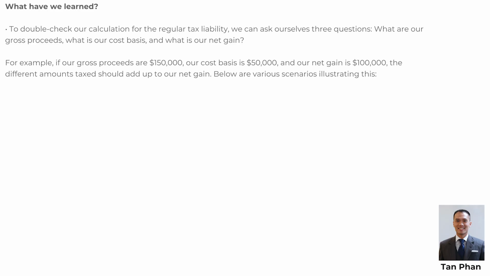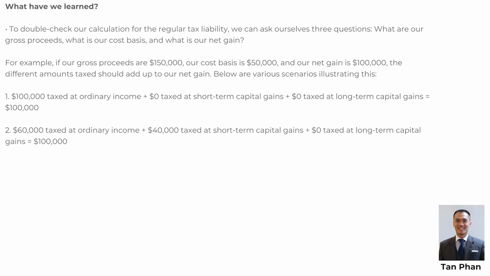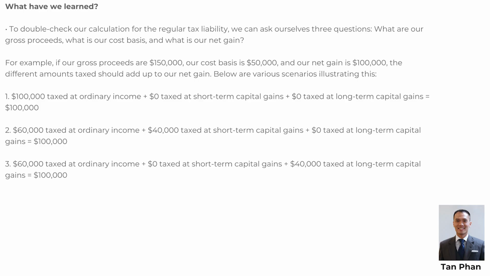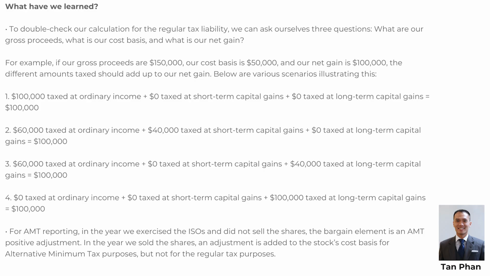Below are various scenarios illustrating this. 1. $100,000 taxed as earned income plus $0 as short-term capital gain plus $0 as long-term capital gain equals $100,000. 2. $60,000 taxed as earned income plus $40,000 as short-term capital gain plus $0 as long-term capital gain equals $100,000. 3. $60,000 taxed as earned income plus $0 as short-term capital gain plus $40,000 as long-term capital gain equals $100,000. 4. $0 as earned income plus $0 as short-term capital gain plus $100,000 as long-term capital gain equals $100,000.